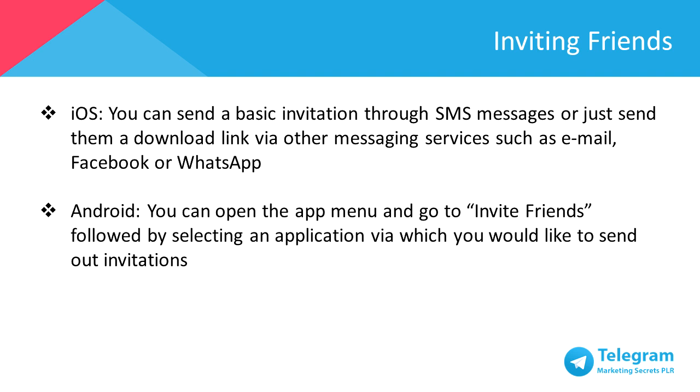To start building your connections on Telegram, the best way to do it is to just invite your friends to Telegram. For iOS users, you can send a basic invitation through SMS messages or send them a download link via other messaging services such as email, Facebook, or WhatsApp. Or for Android, you can open the app menu and go to Invite Friends, followed by choosing an application you'd like to send your invitations through.